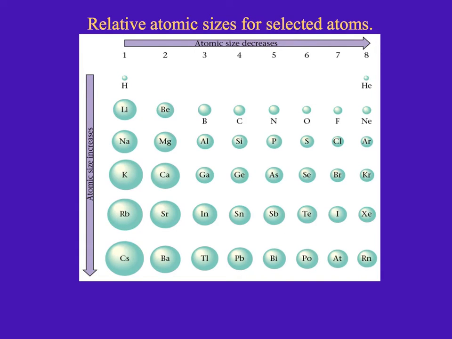Something that I forgot to mention about the shielding effect: as you move across the periodic table, the shielding effect actually remains constant. The shielding effect will only increase going down.